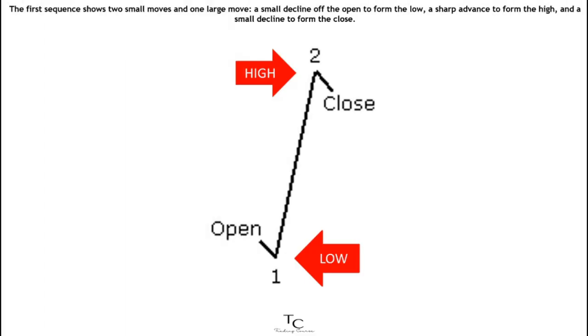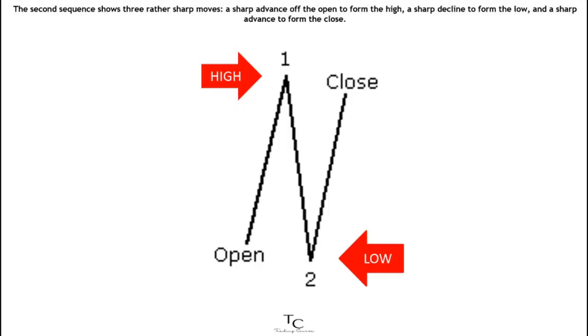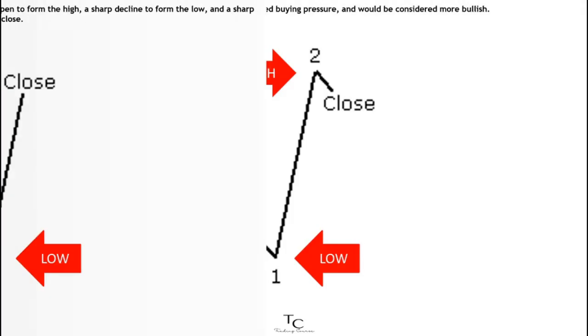The first sequence shows two small moves and one large move: a small decline off the open to form the low, a sharp advance to form the high, and a small decline to form the close. The second sequence shows three rather sharp moves: a sharp advance off the open to form the high, a sharp decline to form the low, and a sharp advance to form the close.